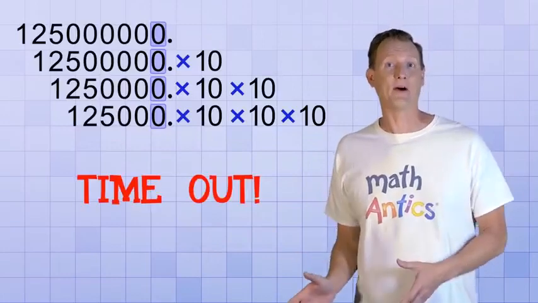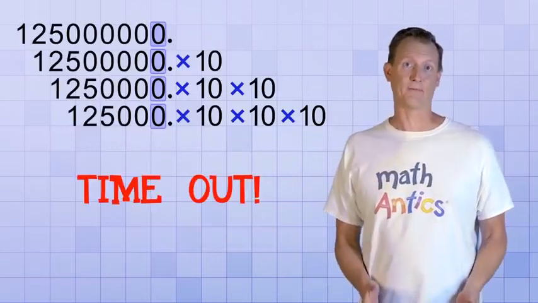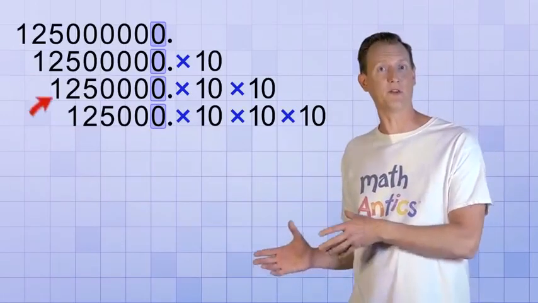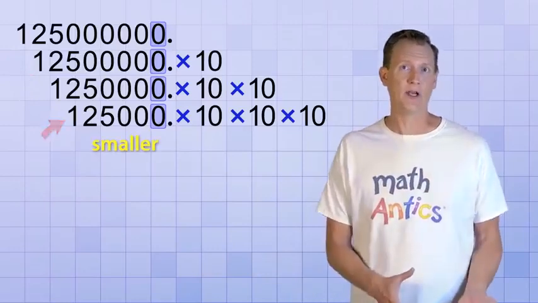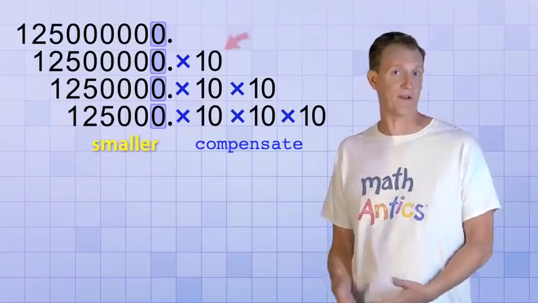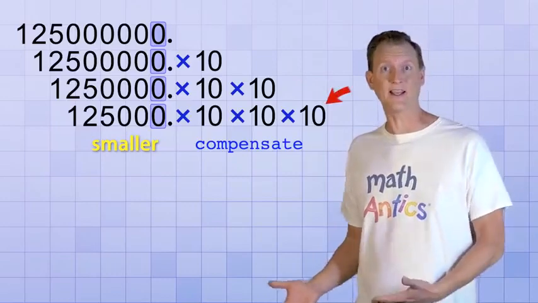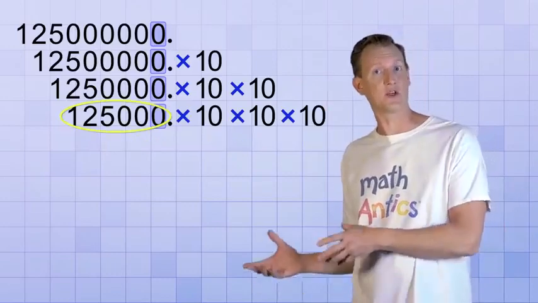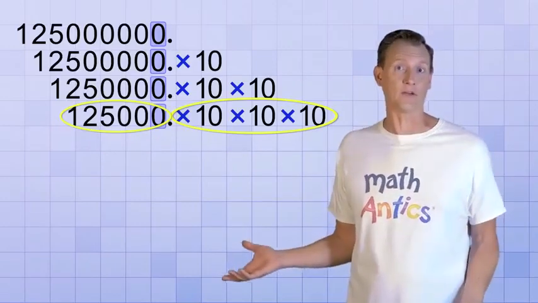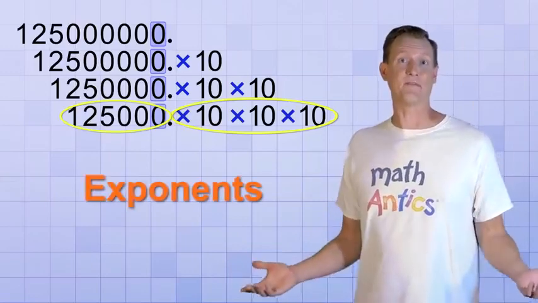All right, time out. We seem to have a little problem here. Each time we shift the decimal point to the left, our number gets smaller, but since we have to compensate with a factor of 10 each time, it's making kind of a mess. This part's getting shorter, but this part's getting longer. No problem, exponents can fix that.